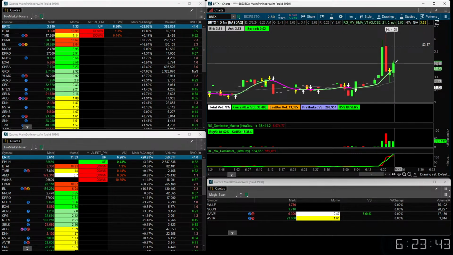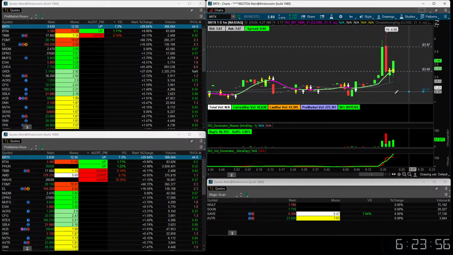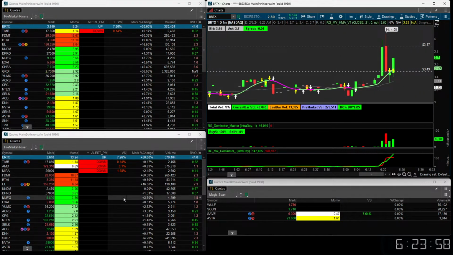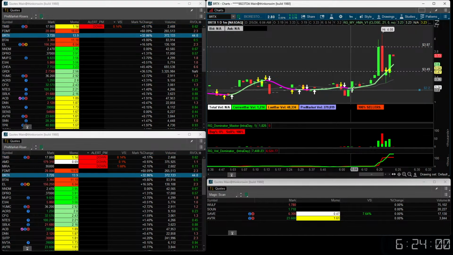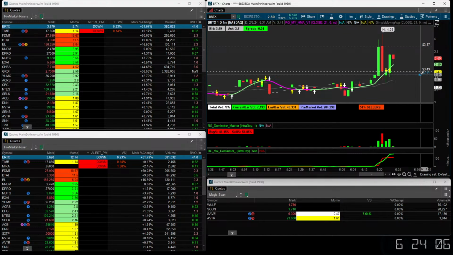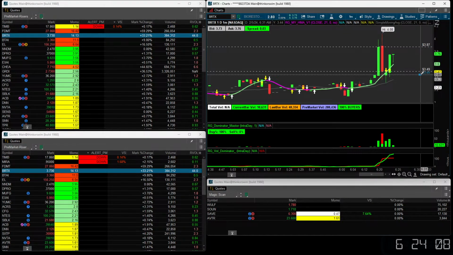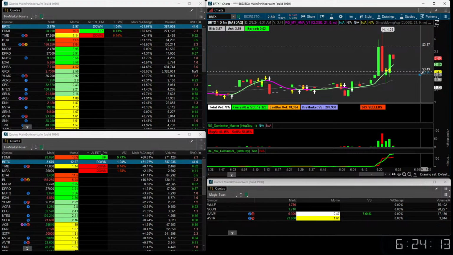Maybe these are bounce players, hoping it'll bounce back up to the top. And it very well could. Who knows? That alert is not available yet.